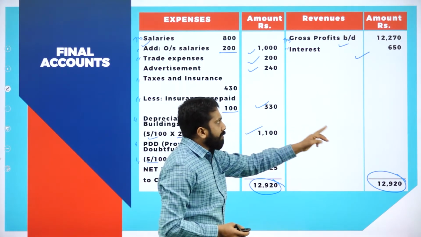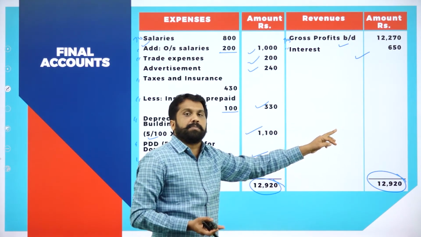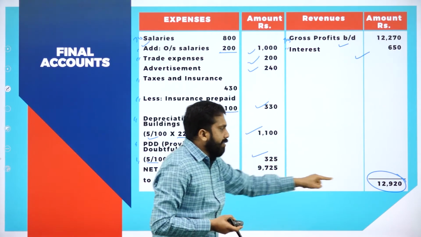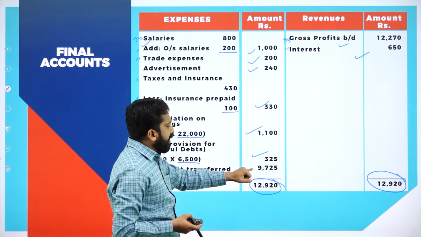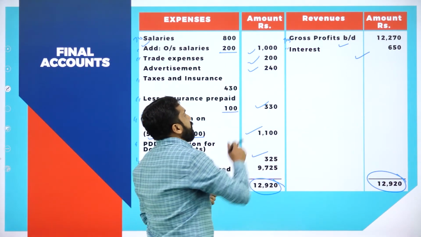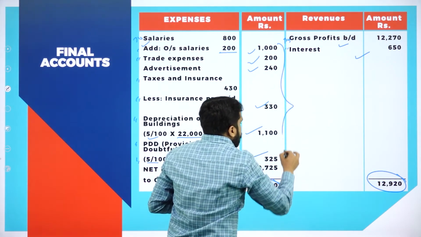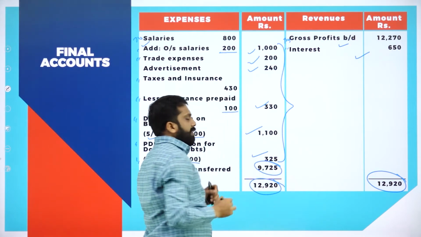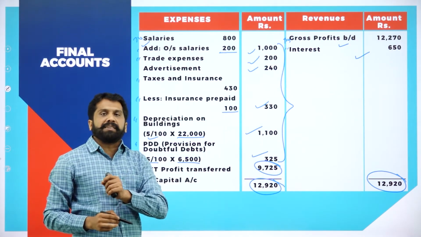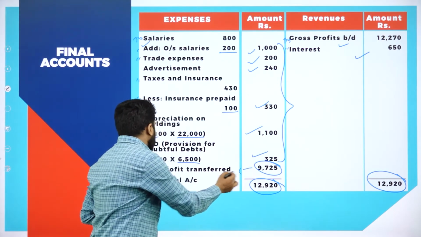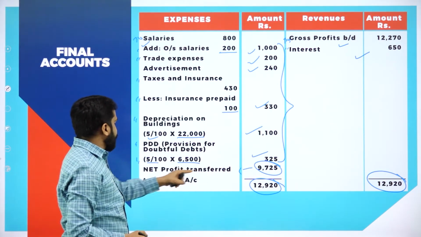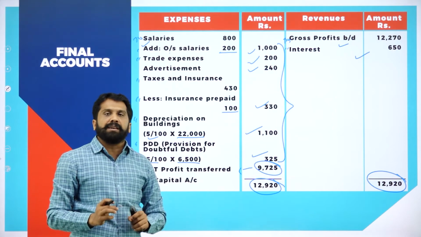The total of the credit side, the right side, is more. The higher value should be written on both sides. 12,920 minus all this, you will get 9,725. Yes, that will be your net profit, transferred to capital account.